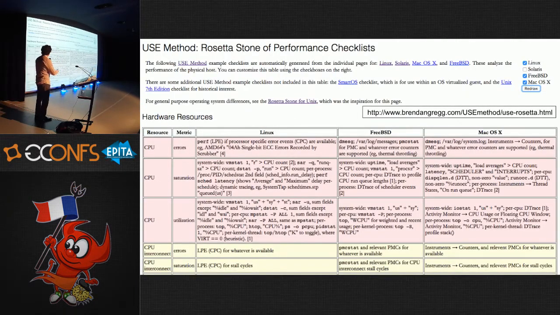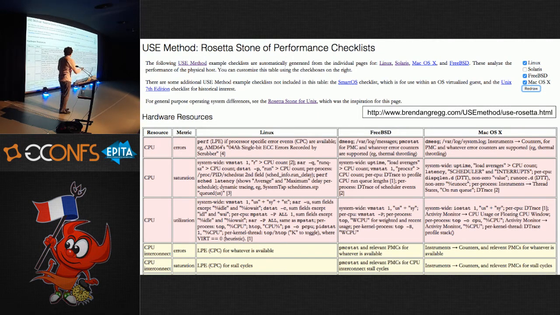I came up with a Rosetta Stone for the USE method. It's on my homepage. It's very, very long. There's only a fraction of it here, where I go through Linux, FreeBSD, and Mac OS X for CPU errors, saturation, utilization. Those three metrics are actually really useful for just a higher level understanding of performance. In fact, the order I've printed them here is the order I'll check them. Errors: if something's broken, it's broken. That's easy to interpret. Saturation is the next most useful metric to interpret.